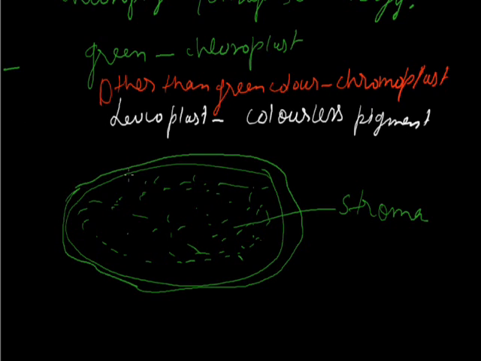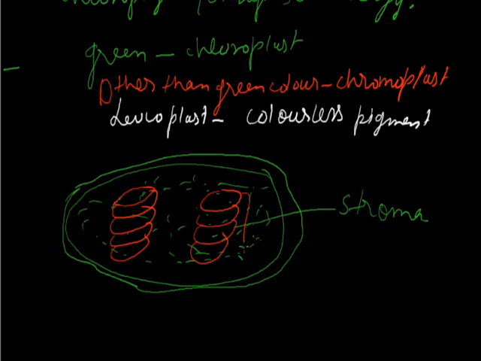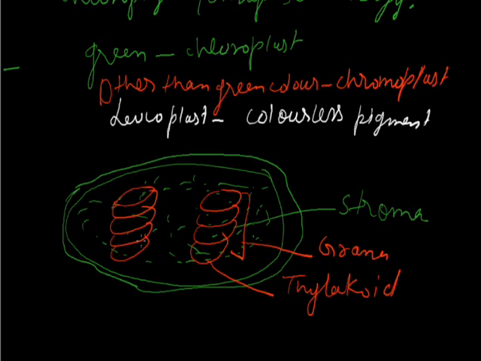Inside the stroma there are some plates arranged on each other like this. These plates arranged on each other are simply termed the grana. The unit of the grana is known as the thylakoid. And this is also a granum, and this is also a granum. Two grana are attached to each other by a structure termed the fat channel, or stroma lamella.